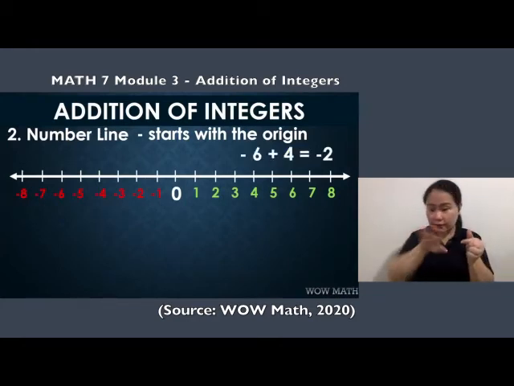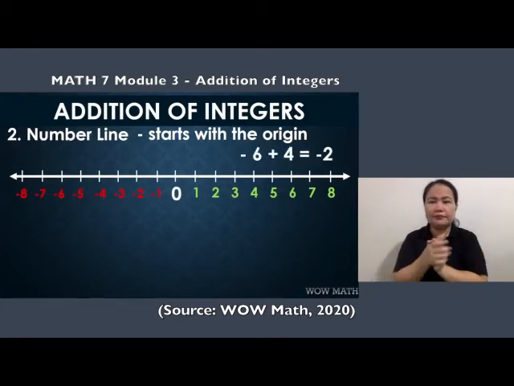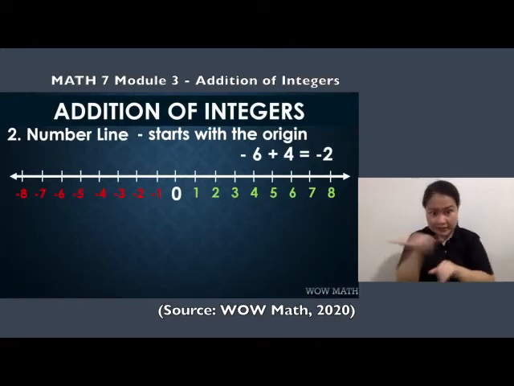Okay? So, kukuha ako ng isang given kanina na ginamit natin sa colored counters. Okay? We have negative 6 plus 4 is equal to negative 2. So, let's see kung ito bang ginamit natin sa colored counters ay same pa rin ang sagot kapag ang ginamit natin ay number line. Okay? So, let us try. Let us illustrate, okay?